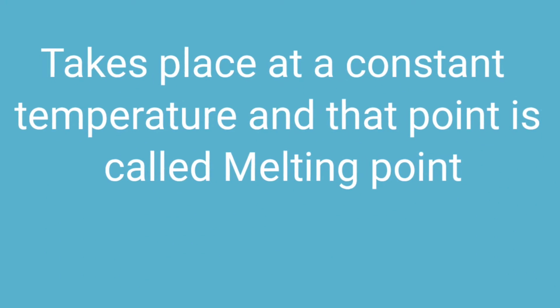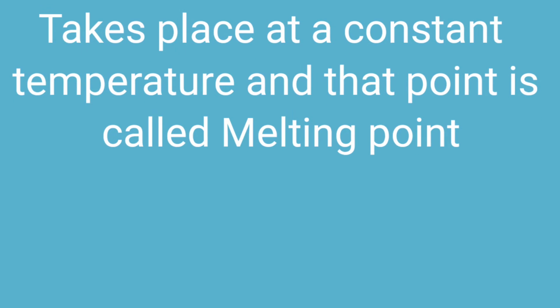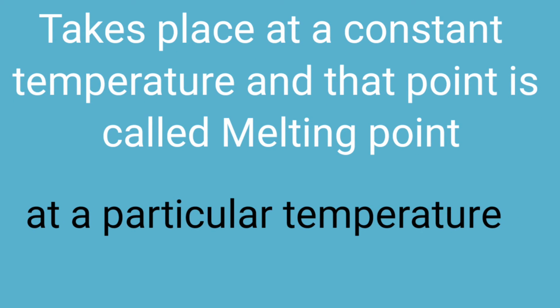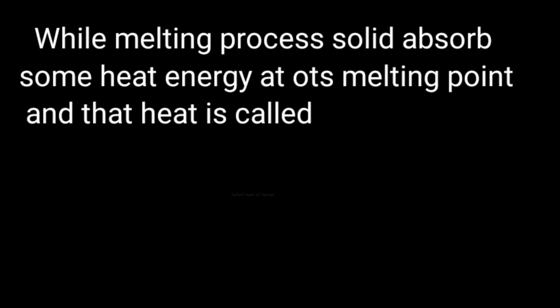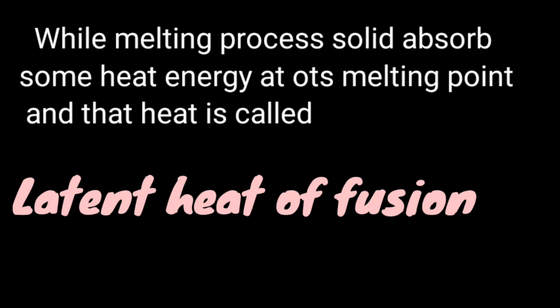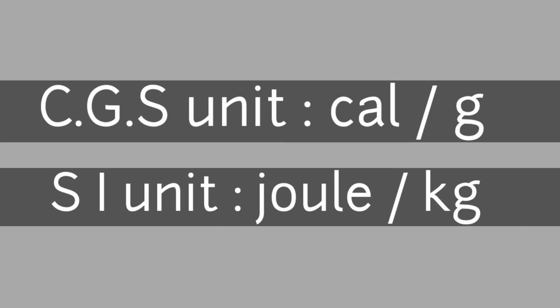Melting takes place at a constant temperature, and that temperature is called the melting point. Melting point of ice is 0 degrees Celsius, and melting takes place at this particular temperature only. Actually, when a solid converts into liquid at a constant temperature, at its melting point, it has to absorb some heat energy, and that heat energy is called latent heat of fusion. Latent heat of fusion is denoted as LF, and the formula is LF equals Q by M, heat by mass. Units of latent heat of fusion: CGS unit is calorie per gram, and SI unit is joule per kg.